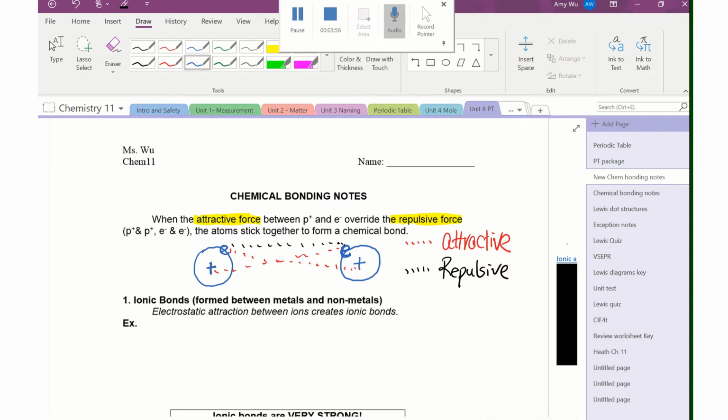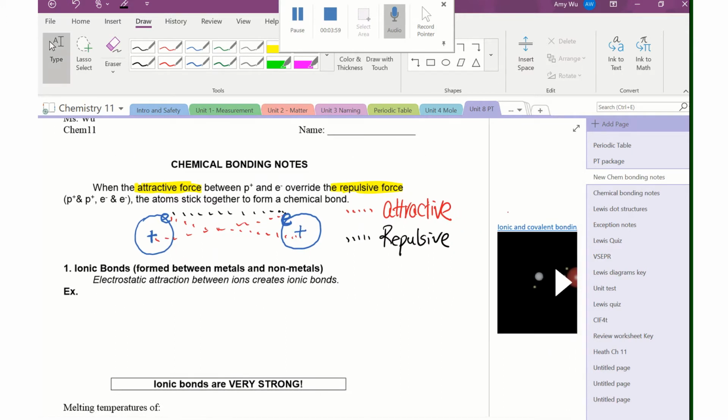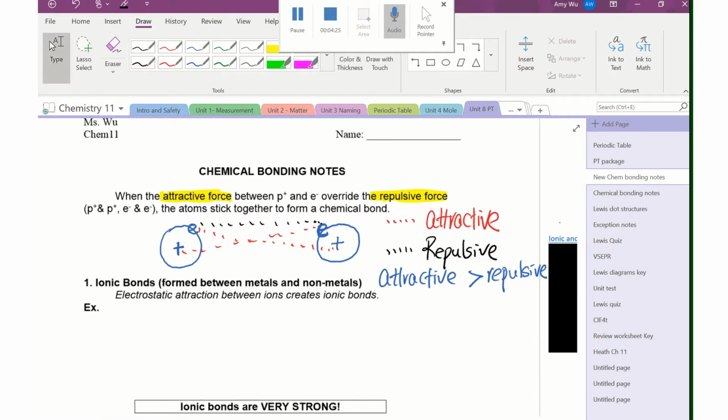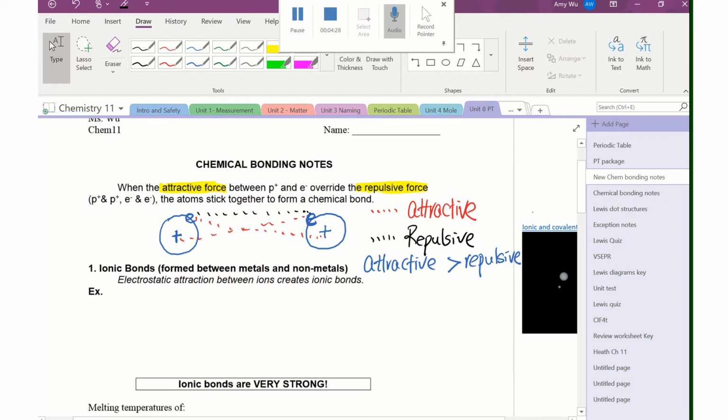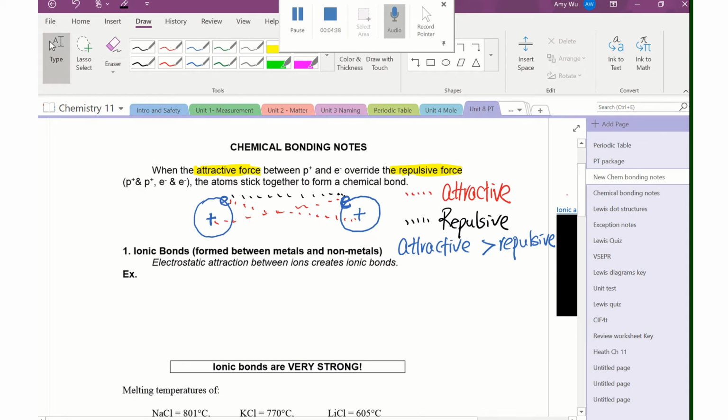So how do atoms come together to form a bond? That's when the attractive force is greater than the repulsive force. Oops, spelling. I hope you are following me and copying notes. I should have said earlier that you should have the notes printed out, and copy it down as we go through the lesson together, just like in a real class. So bonding happens when the attractive force is greater than the repulsive force.